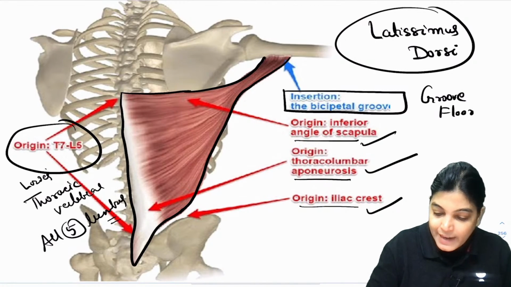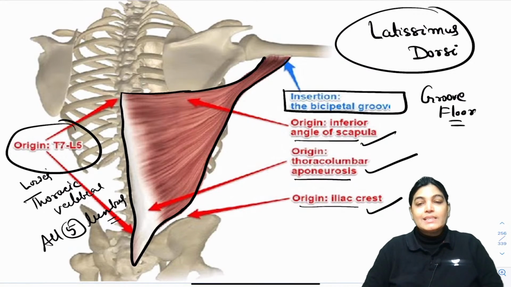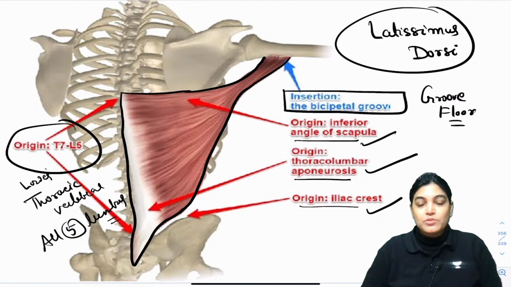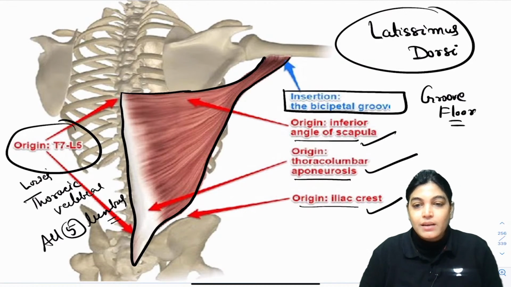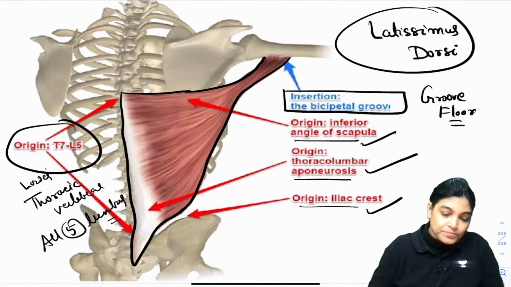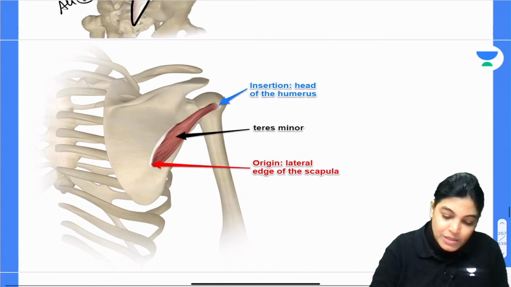So this latissimus dorsi muscle is inserting into the floor of the intertubercular sulcus, which is also called the bicipital groove, in between the teres major muscle medially and pectoralis major muscle laterally. So moving on to the next muscle, teres minor muscle.